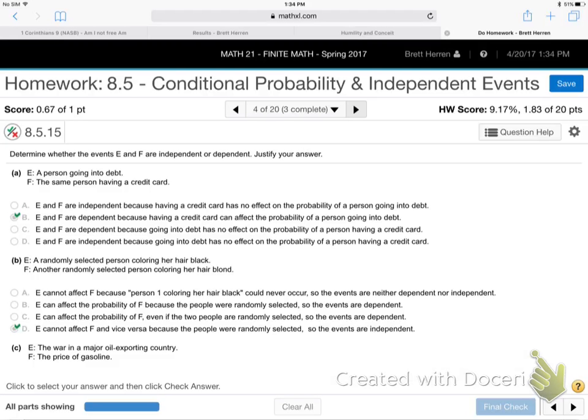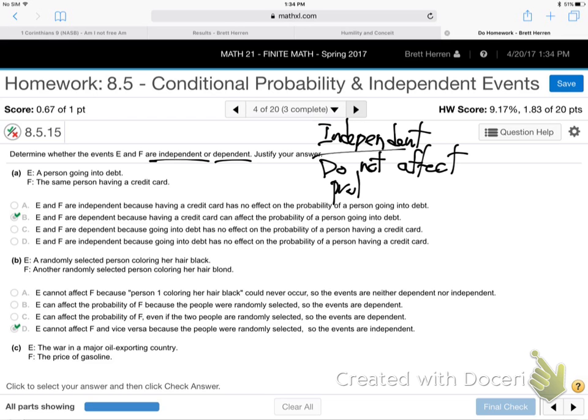Talk about independence and dependence. So right here we have 2 events, E and F. Are they independent or dependent? Let me write that for you. Independent events do not affect the probability of each other.